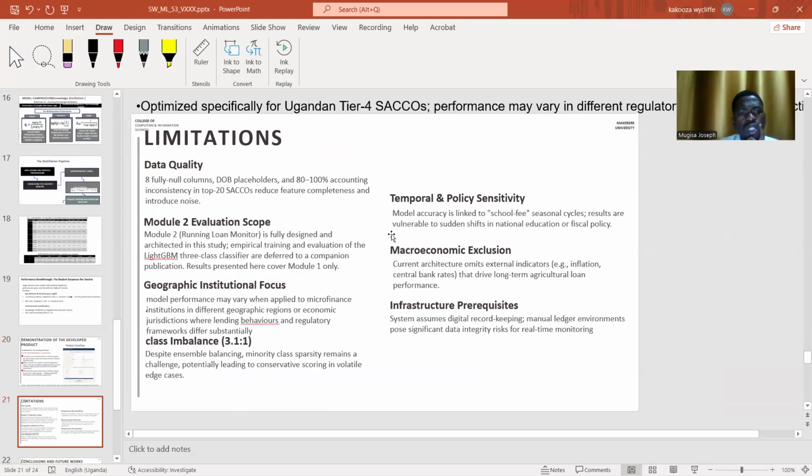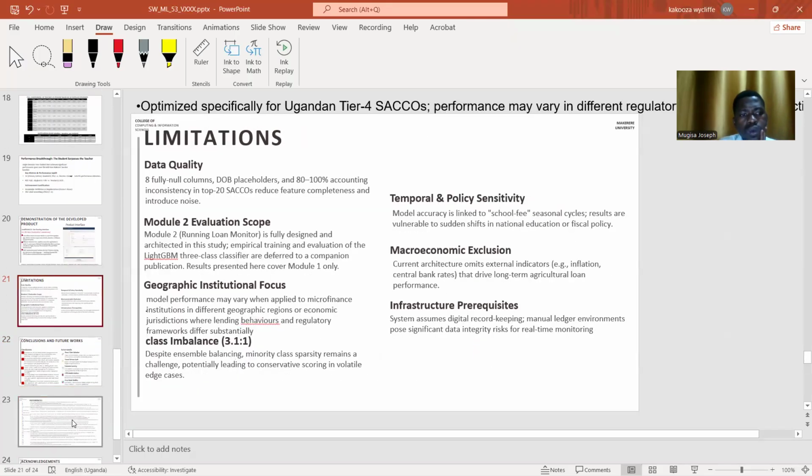And then we have some limitations. Data quality issues, whereby we have columns which are null, placeholder values, and accounting inconsistencies. We also have geographical institution focus, whereby if the model is deployed in a geographically different or different economic jurisdiction, the model may perform slightly different. However much we have tried to put in cross-circle robustness, these factors still have an impact. And then class imbalance, presenting computational challenges. We also have not included macroeconomic features such as inflation and central bank rates. Those are the limitations that we have.